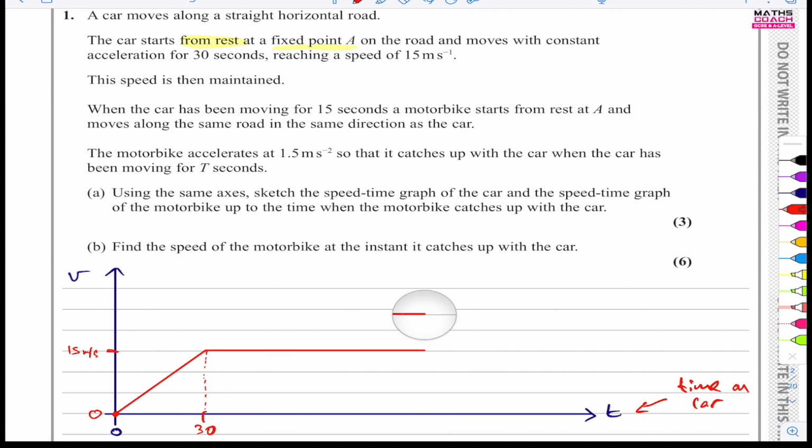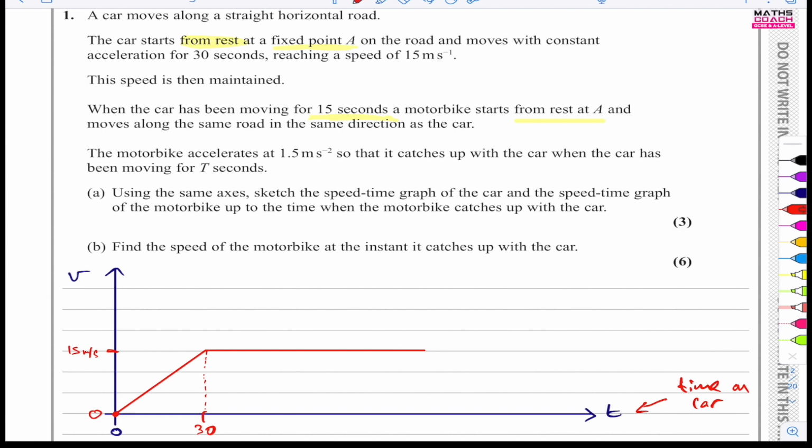That speed is maintained. When the car has been moving for 15 seconds, a motorbike starts from rest at point A. If we read this line, the fact that it starts from point A leads to one of the common misconceptions: you would think, hang on, if it starts from point A, does that mean it starts from the origin? No. It starts from 15 seconds. So when time is 15 seconds, that's where it starts from on the time axis.